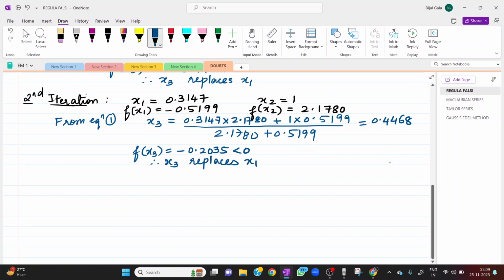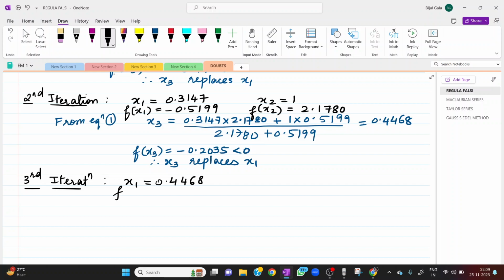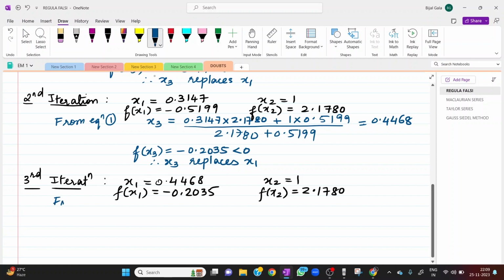So again we'll calculate this third iteration now. Now for the third iteration, x1 की जगह पे x3 की वैल्यू that is 0.4468. f of x1 की जगह पे f of x3 की वैल्यू that is negative 0.2035. x2 की जगह पे 1 है, f of x2 की जगह पे वही वैल्यू है 2.1780. अगेन फ्रॉम इक्वेशन 1 लिख देंगे.